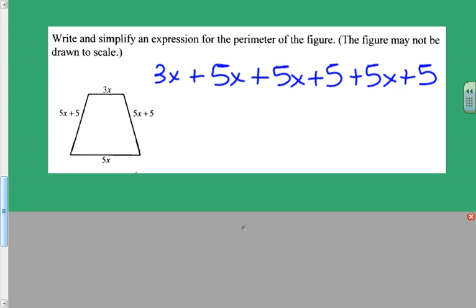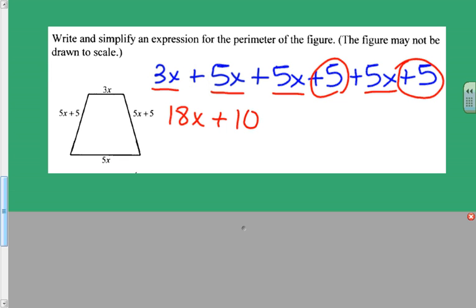So all I do now is combine my like terms. I'm going to start with my x's. I've got 3 x's, 5 x's, 5 x's, and 5 x's. So that would be 5, 10, 15 x's plus 3, 18 x's. And then I'm going to have a whole 5 here and a whole 5 here, which adds to 10. 18x plus 10 is a simplified perimeter expression for this figure.